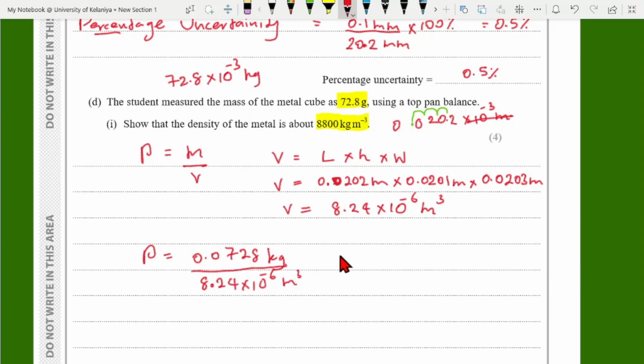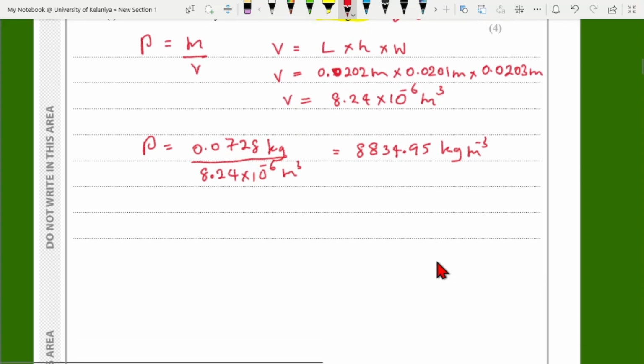Then what you will get here, your answer, is equal to 8,834.95 kilograms per cubic meter. But we have to make our answer into 3 significant figures, right? Keep 3 significant figures in mind. When we are writing this practical paper, significant figures are very important. So how can we convert it into 3 significant figures?